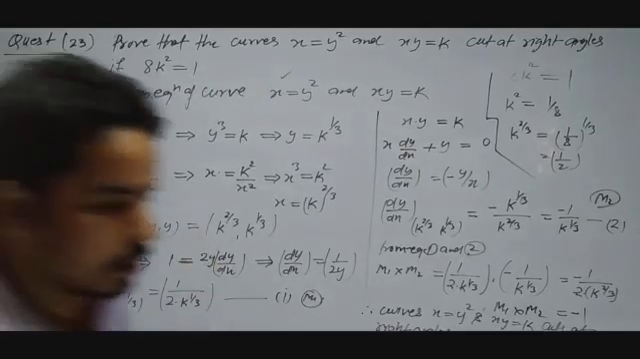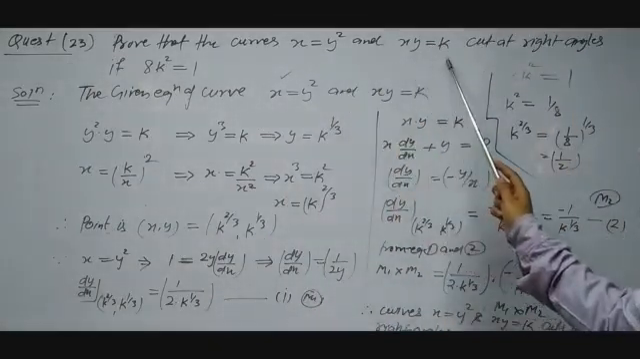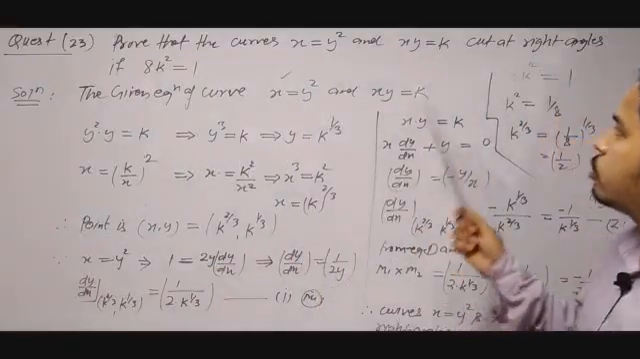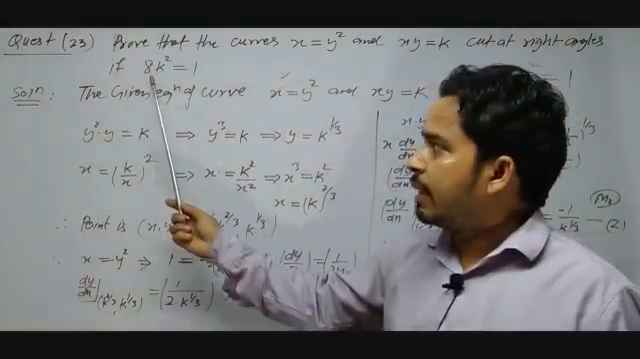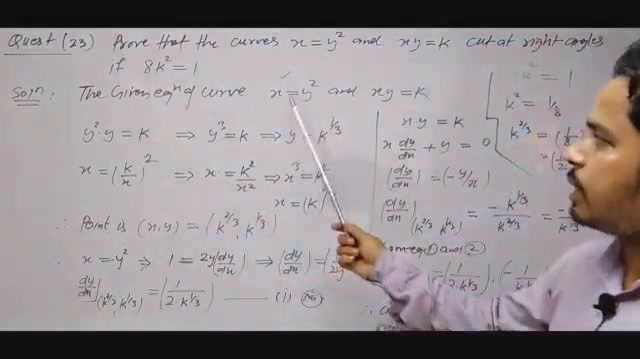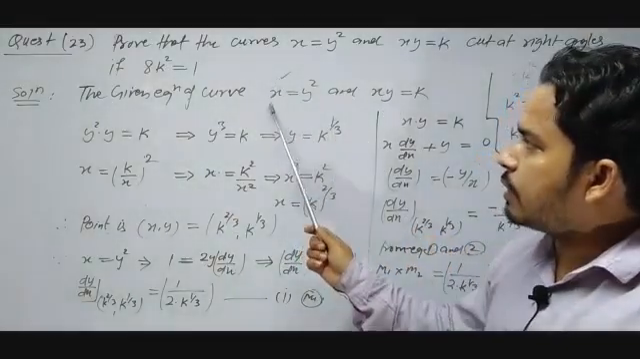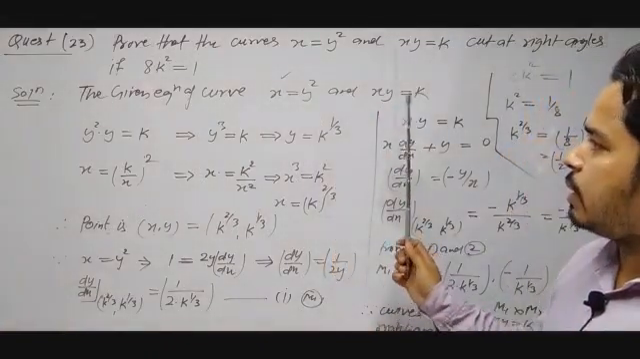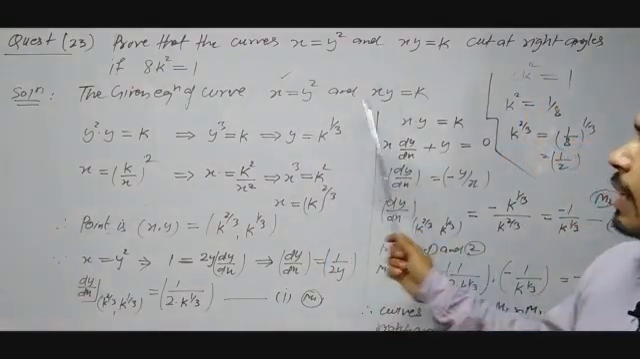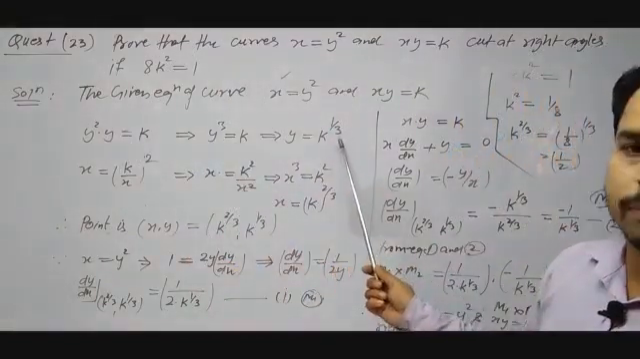Now see again, we have the given equation of curves x is equal to y square and xy is equal to k. We have to prove these curves cut at right angles, given the condition k square is equal to 1. From the first equation x is equal to y square, when you put x is equal to y square in the second, you get y square into y is equal to k. This implies y cube is equal to k, y is equal to k to the power 1 by 3.